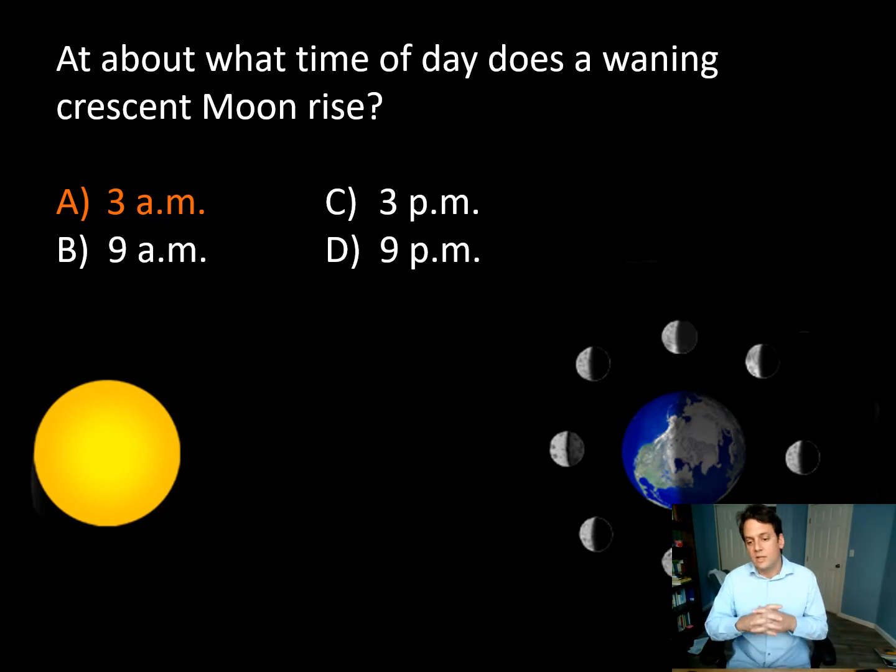Now again, we're rounding to the nearest hour or so, because the details will change depending upon where you are on the Earth, latitude in particular. But to a close approximation, a waning crescent rises at 3 a.m. And now you know why.